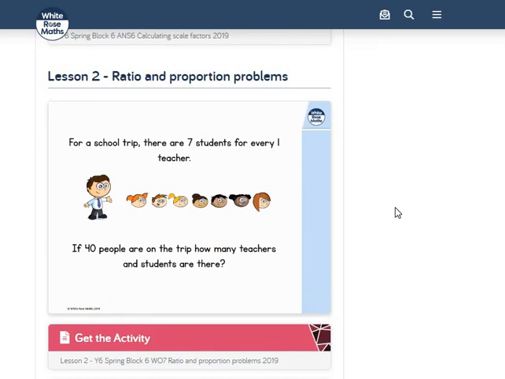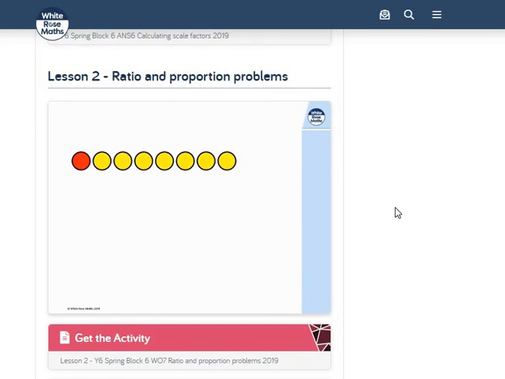Ooh, a story, here we go. For a school trip, there are 7 students for every 1 teacher. Ignore the fact they haven't got any bodies. If 40 people are on the trip, how many teachers and students are there? Okay, we'll represent this using some counters. A red counter represents a teacher, a yellow counter represents a student. So I've got my relationship here, 1 teacher to 7 students, giving me a total of 8 people.